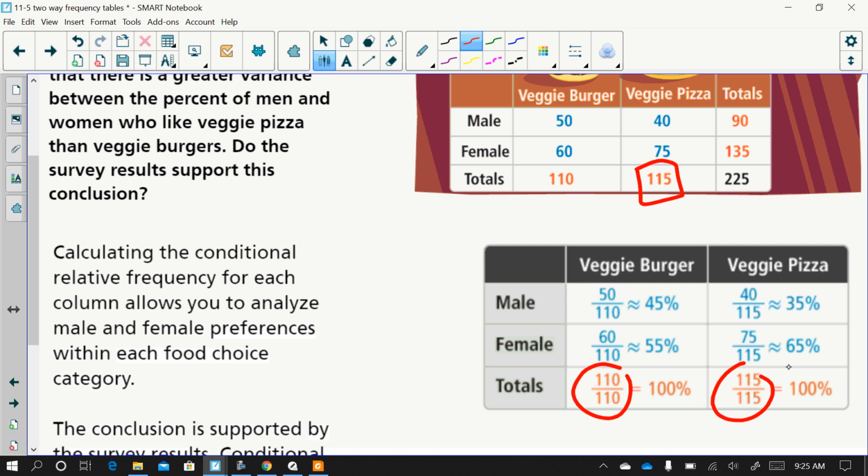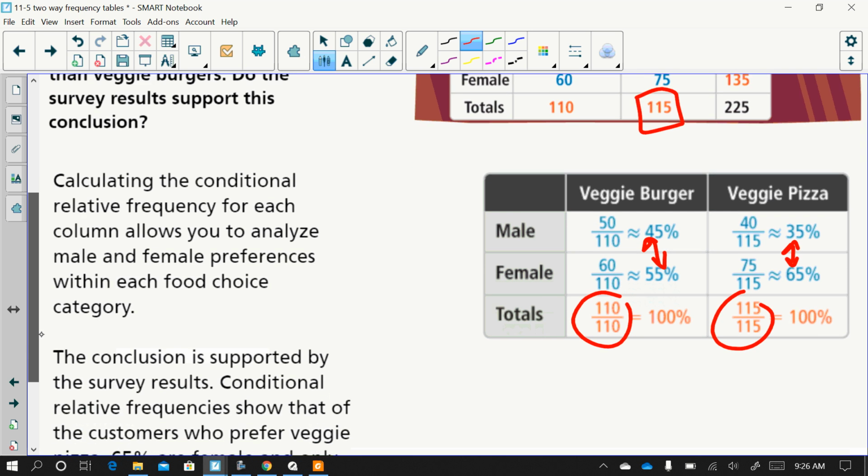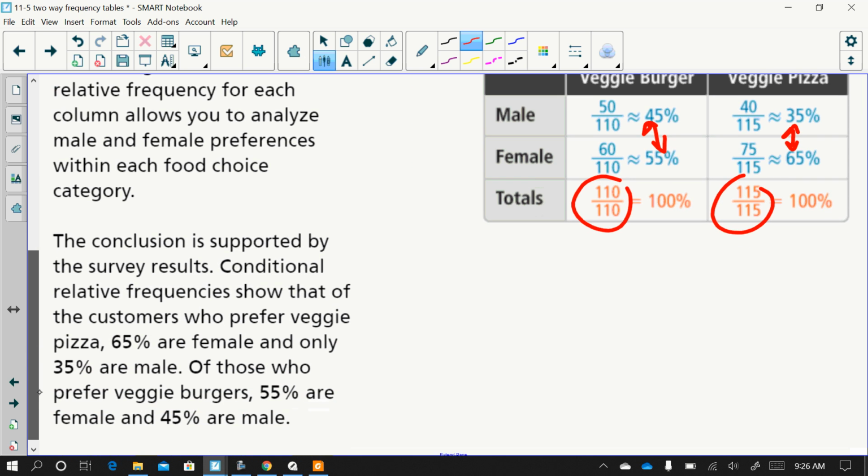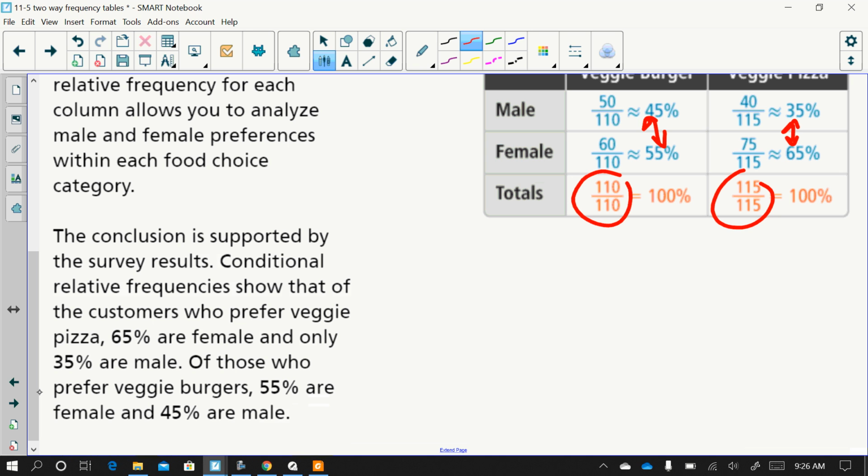The variance, again, is how much difference is in between. So if I'm looking from here to here, I vary by about 10%. Here to here, I vary by about 30%. So which one has the bigger variance? The pizza does. So the conclusion is supported by the survey results. Conditional relative frequencies show that of the customers who prefer veggie pizza, 65% are female and only 35% are male. Of those who prefer veggie burgers, 55% are female and 45% are male.